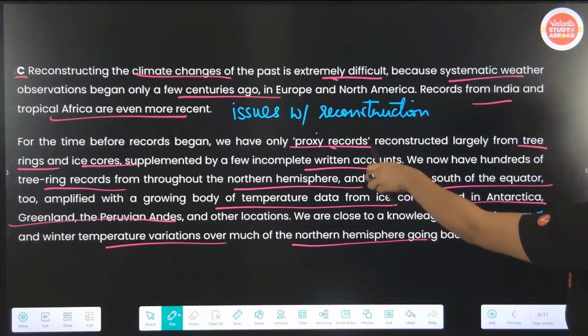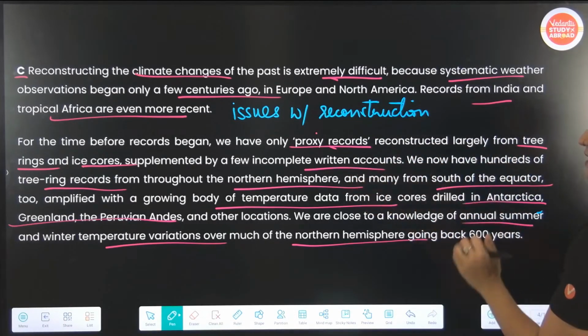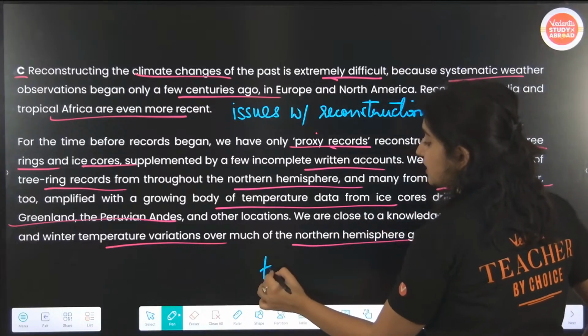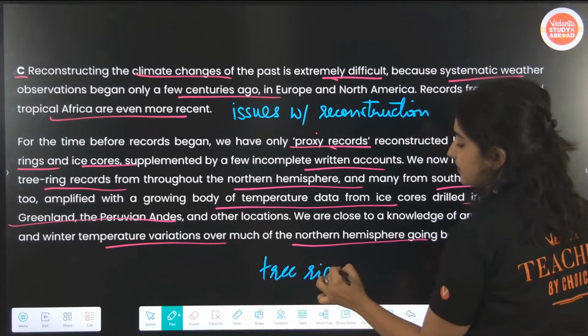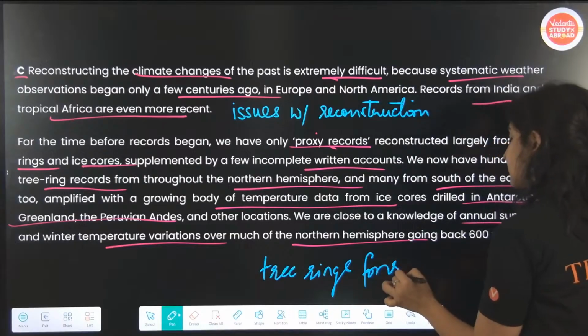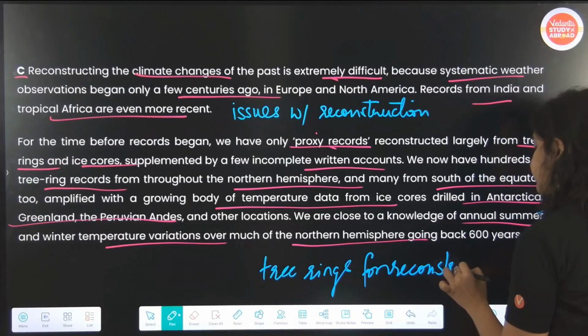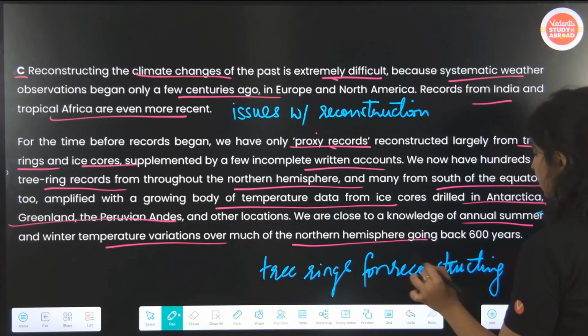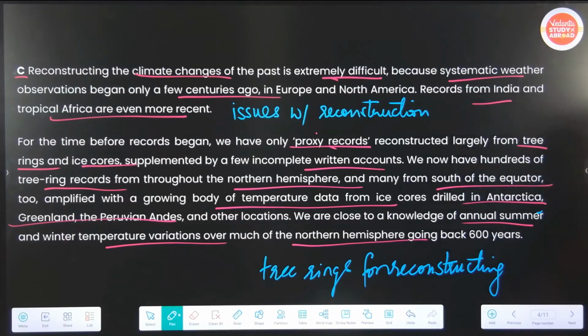Here, proxy records, tree rings. So, what are the important things here? Using tree rings for reconstructing. What are they reconstructing?